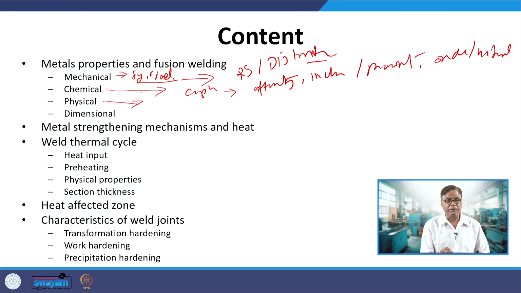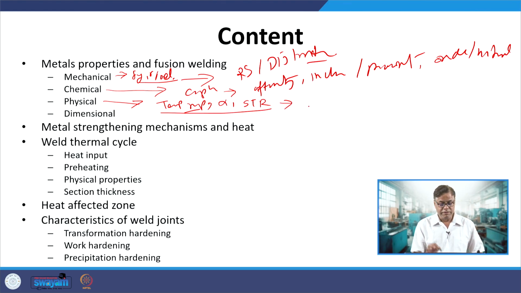Then the physical properties of the metals: the melting temperature, the thermal expansion coefficient, and the solidification temperature range. These are the three very important properties with regard to fusion welding that affect the ease of welding. If the melting temperature is low, it will be easier to melt and develop the joint.